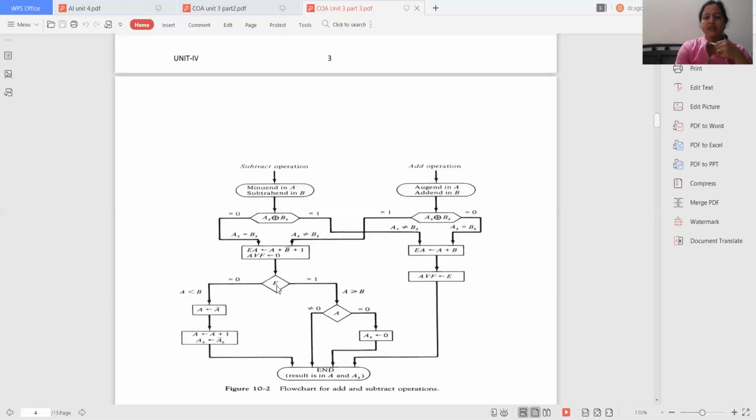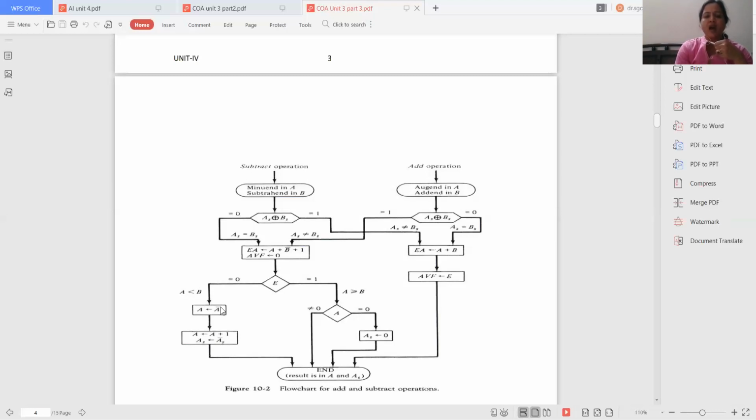So in the first case, if E is equal to 0, that is A is less than B, that means A gets the value A complement, right? And A gets the value A plus 1. Why? Because A is less than B, that means we have to perform the operation B minus A actually, right? Not A minus B.